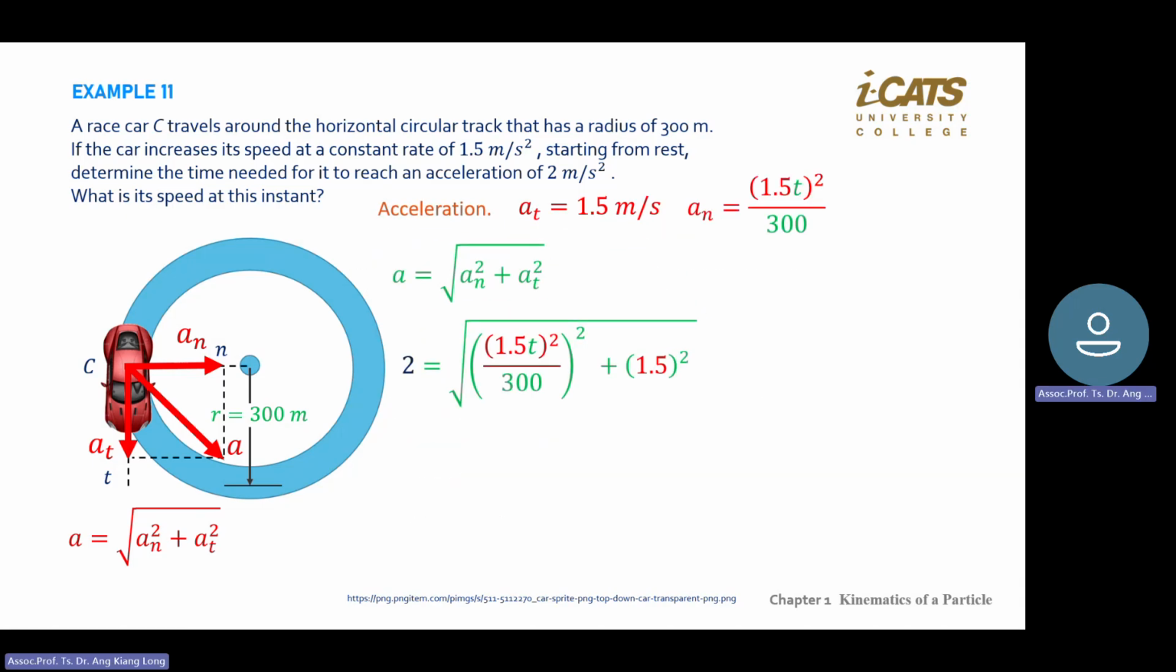So from there, put it inside to find the resultant of A. And from here, you already know the resultant is given. The resultant is 2. So there's only one unknown. Solve the equation, you get the time. It's 13.28.